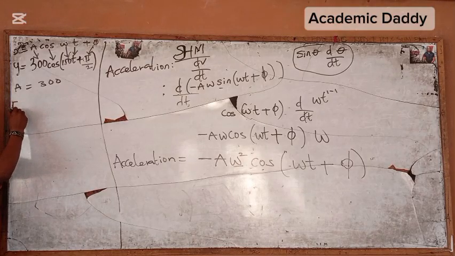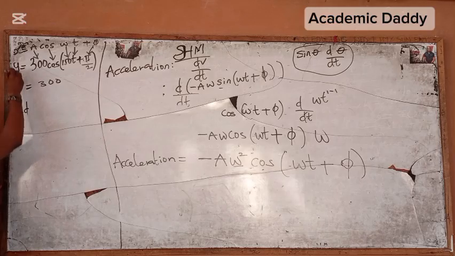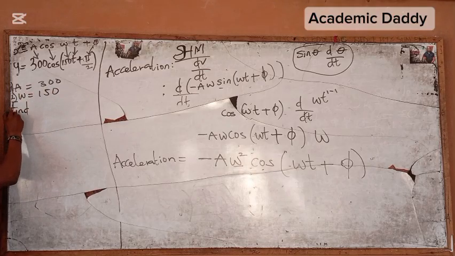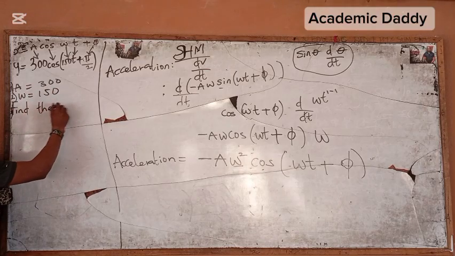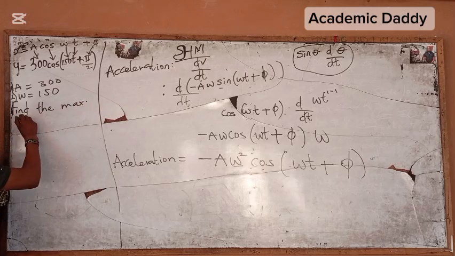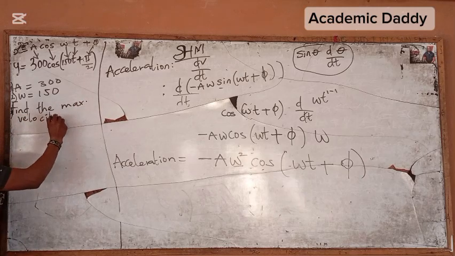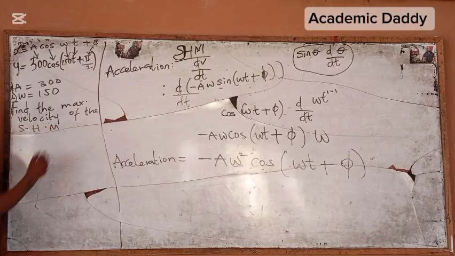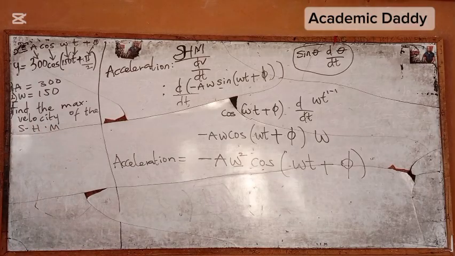So the next thing we are deriving. They said number one, find the amplitude. Number two, find W. W is simply 150. They also said number three, find the maximum velocity of the simple harmonic motion, the SHM. So please, before we can do this, let's try to derive it.